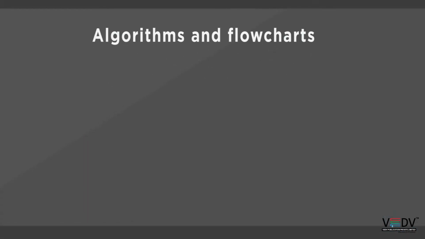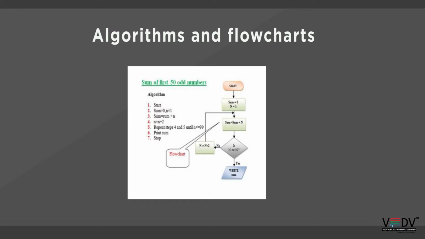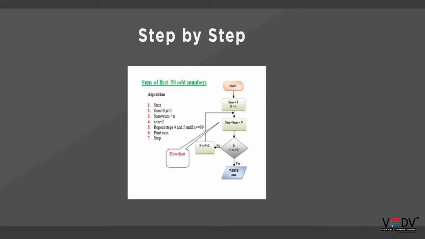Algorithms and flowcharts are two different tools used for creating new programs, especially in computer programming. An algorithm is a step-by-step analysis of the process, while a flowchart explains the steps of a program in a graphical way.